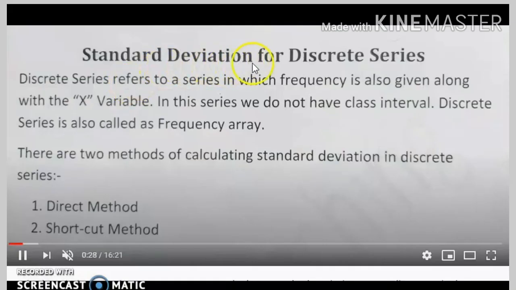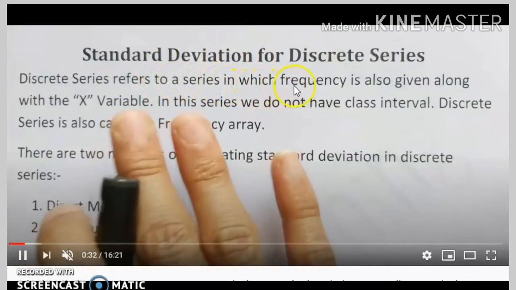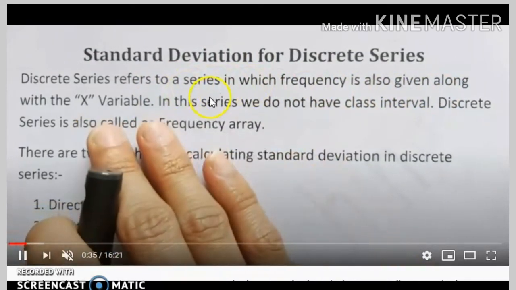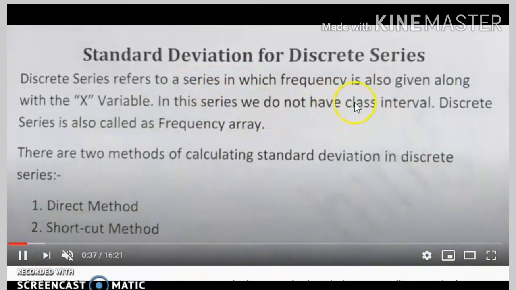Next is standard deviation for discrete series. So discrete series refers to a series in which frequency is also given along with the x variables. In this series we do not have class intervals. Discrete series is known as the frequency array also. So there are two methods of calculating the standard deviation in discrete series, that is direct method and shortcut method.